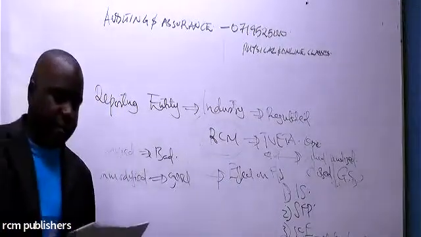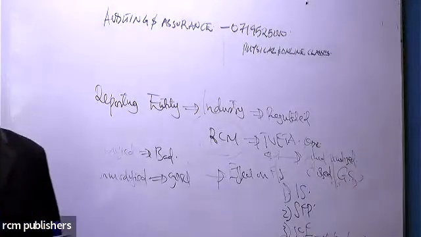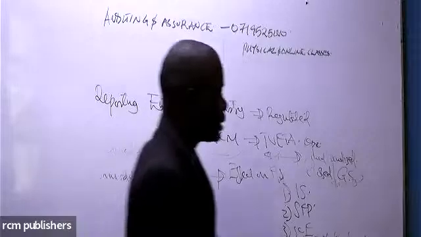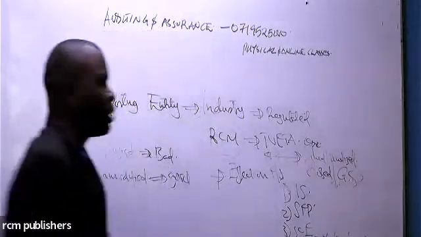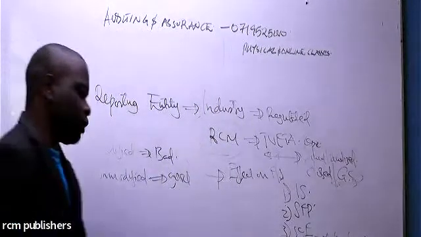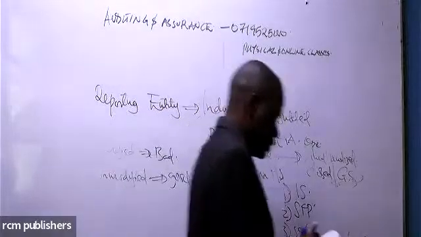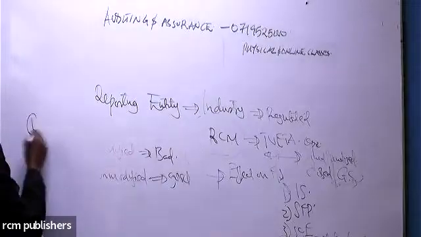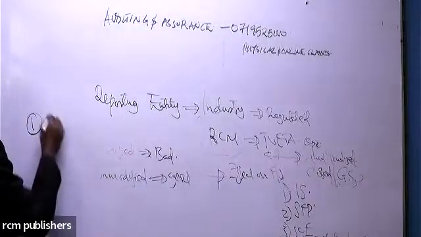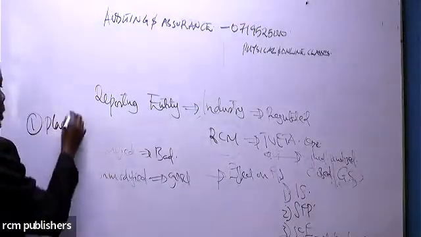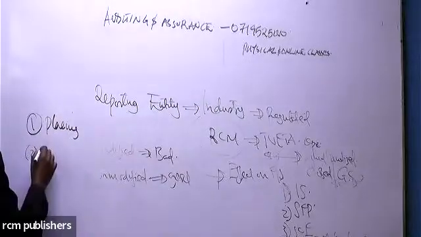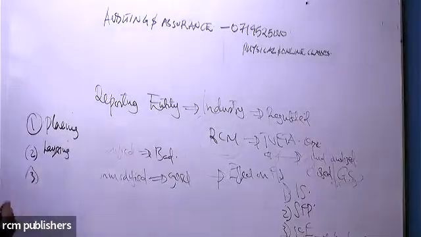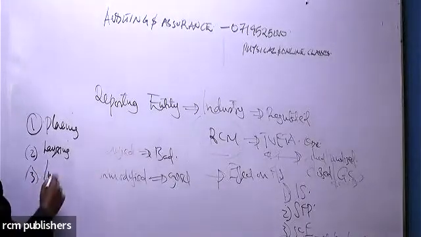Then there's money laundering. I've already elaborated a bit, but in this case, look at money laundering. Why is it happening? Very important. I think you must have heard about the term. There are three stages of money laundering. Number one is what we call placing. Number two is layering. Number three is integration.